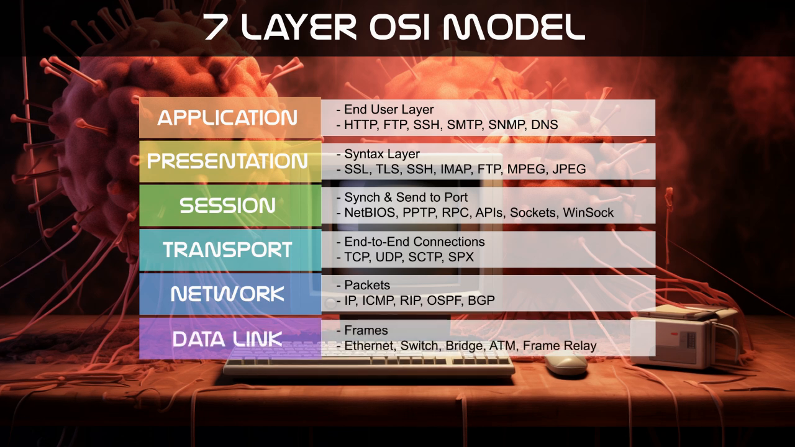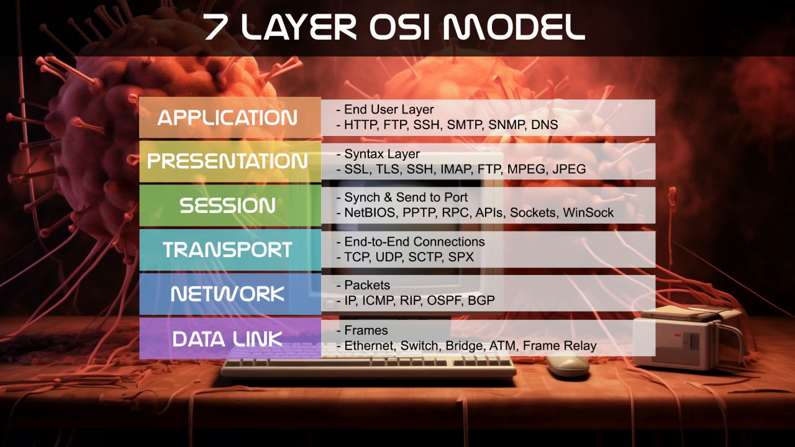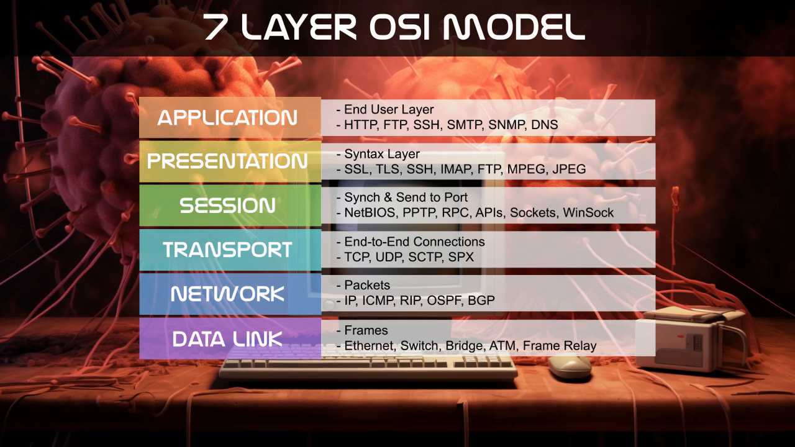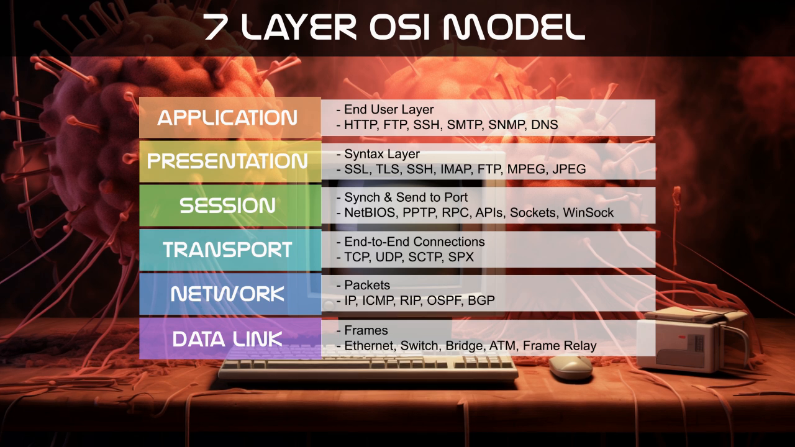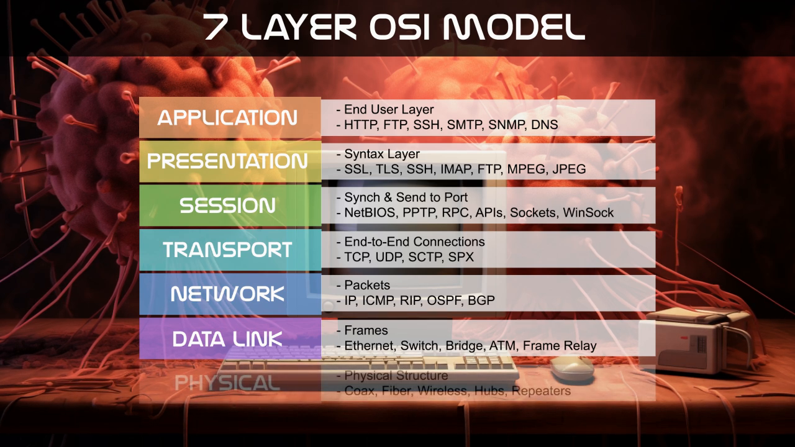The data link layer is responsible for node-to-node data transfer, establishing a link between two directly connected nodes. It manages MAC addresses and handles error detection and correction, ensuring reliable data transfer between adjacent network nodes. This layer also corrects errors that may occur in the physical layer. Common protocols and services at this layer include Ethernet, PPP, switch, bridge, ATM, and frame relay.